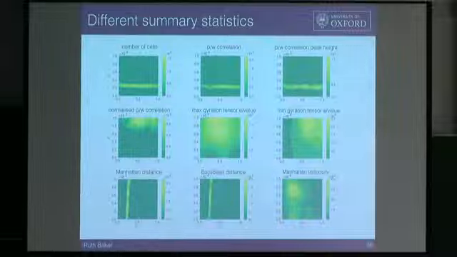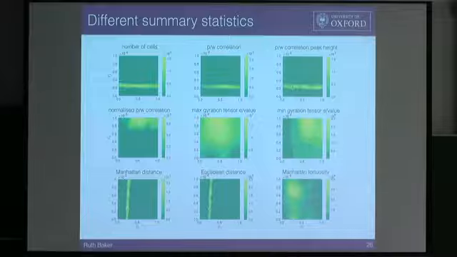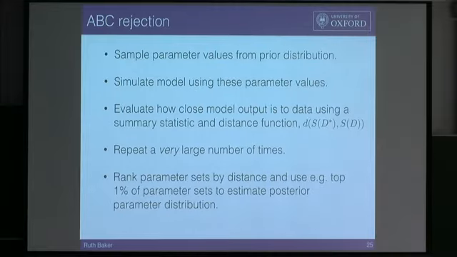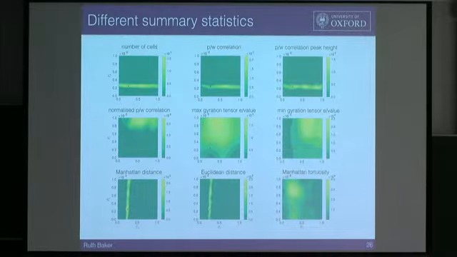So here what we're saying is every time I do one round of my ABC algorithm, I basically simulate my model using the parameter values I've chosen from my prior distribution, and then I count up all the agents in the model generated using those parameter values, and I evaluate how far they are away from the in silico data, or the number of cells that there was in that data. And I do that lots of times, and I rank.